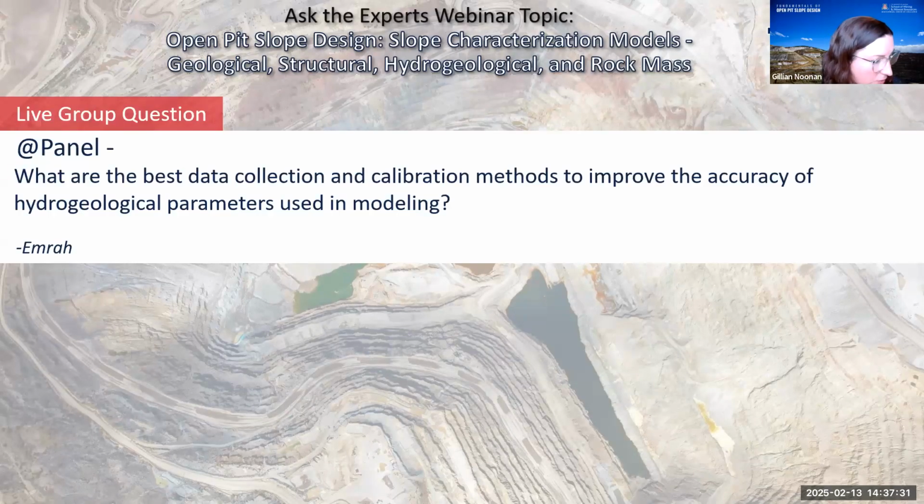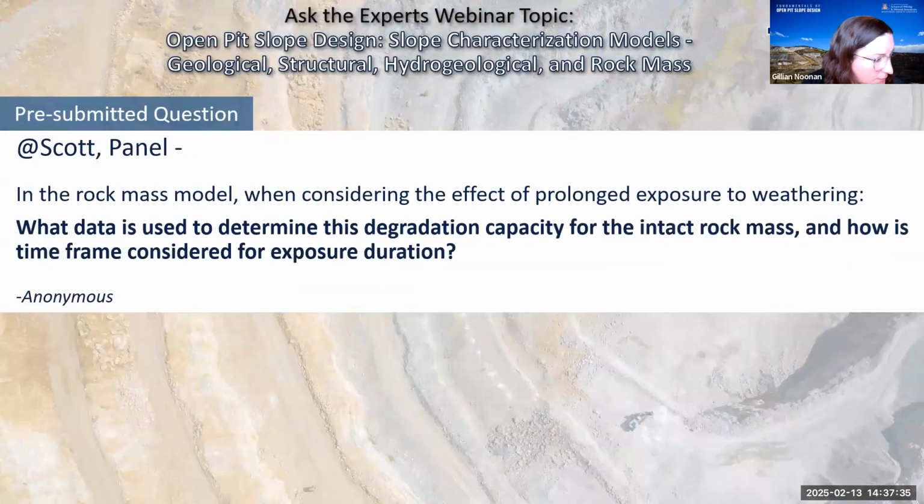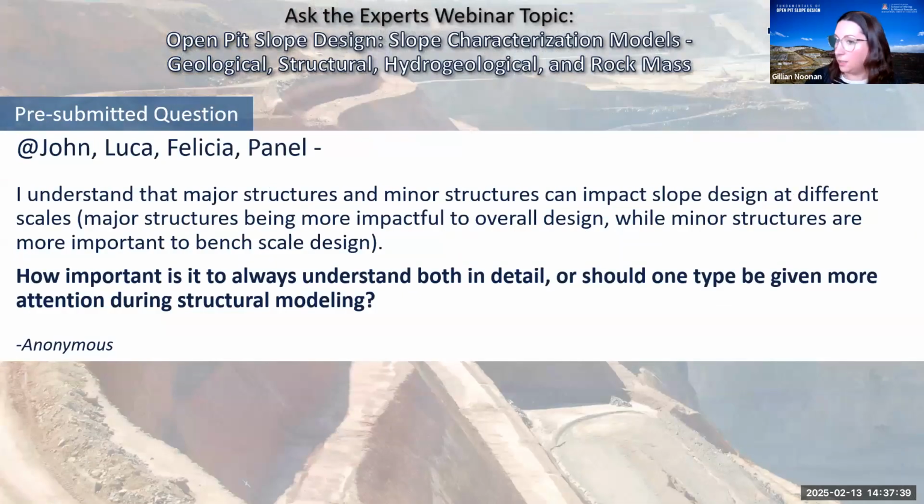So we're going to switch back to the topic of the structural model. Let me get back there. We'll pull up this one here. So I'll first direct this towards John, and then additionally Luca and Felicia, and then open up to the panel.